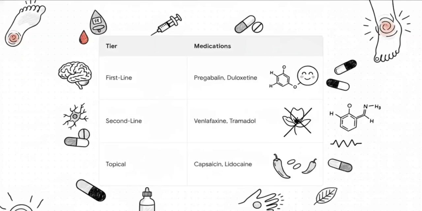Now, if those fail to provide relief, we move to second-line options, which include things like venlafaxine or tramadol. Topical treatments are also awesome localized adjuncts. Think capsaicin 8% or lidocaine patches, along with alpha-lipoic acid supplementation. But notice what's missing. Traditional opioids. We explicitly try to avoid them as first-line treatments because they carry massive dependency risks and, honestly, they just have much lower efficacy for this specific type of nerve pain.